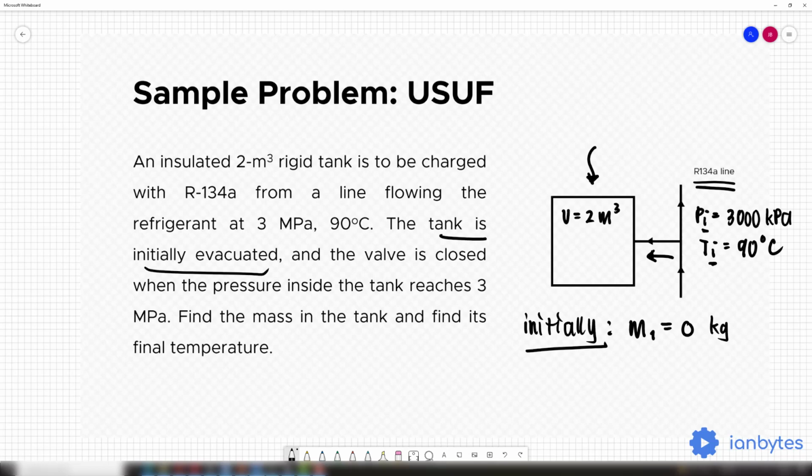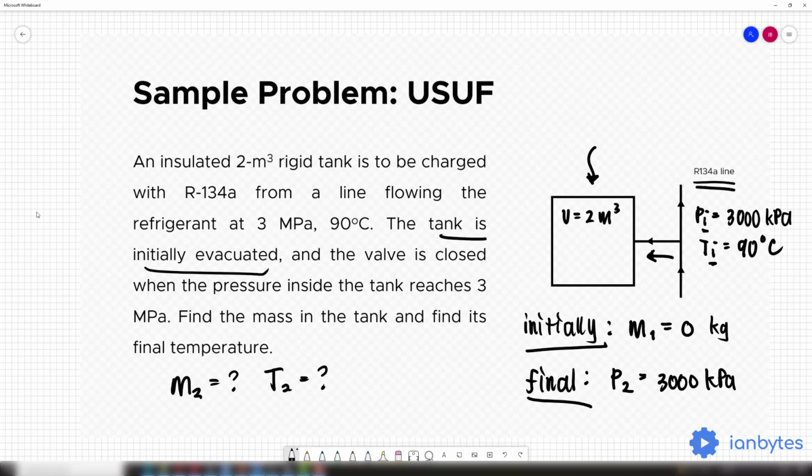The valve is closed when the pressure inside the tank reaches 3 megapascals, and this clause actually means that the final pressure of your system is actually 3 megapascals, or in other words, P2 is equal to 3,000 kilopascals. In this problem, ang pinapahanap sa atin na yung mass ng refrigerant inside the tank after the process, so we have M2. Also, the final temperature, T2. So, let us solve this problem.